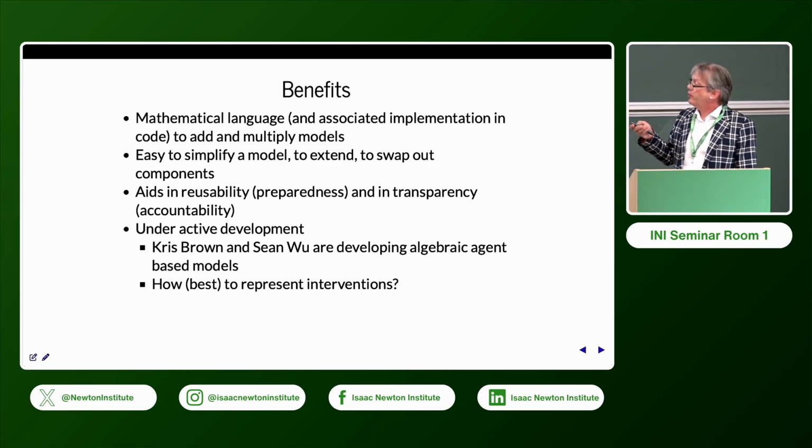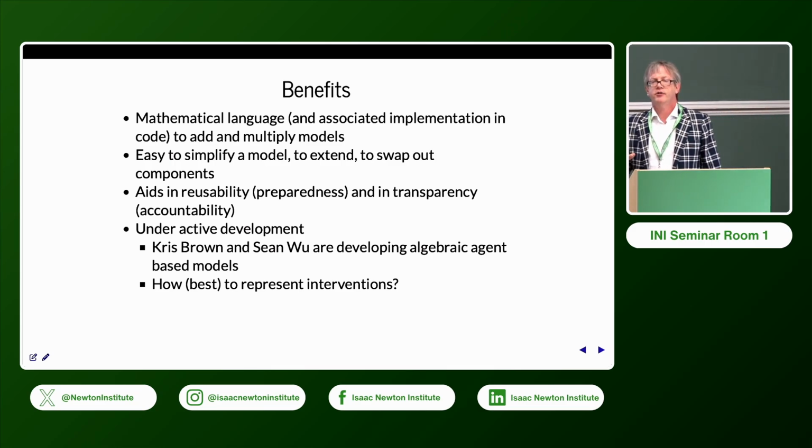Chris Brown and Sean Wu, Sean's been a long-term collaborator, are developing algebraic versions of agent-based models, where you can imagine that stratification issue is really extreme. And then I think there's also opportunities to think about how best to represent interventions. So where we take a model, we run it for a while, and then we sort of map it into a different parameter space. And again, that fits in nicely to category theoretic foundations.